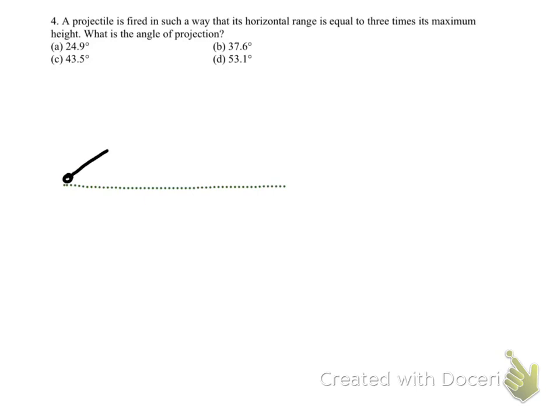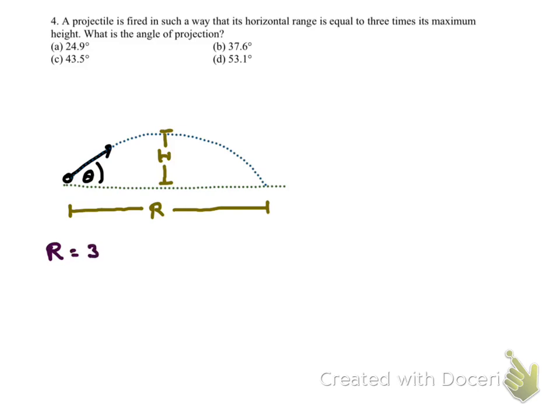Okay, fired at, let's say, the angle theta. Okay, and we have that the length of the projectile is 3 times the height h. Okay, so we have R is equal to 3h.